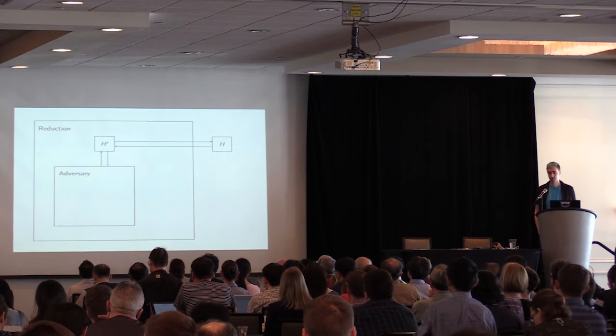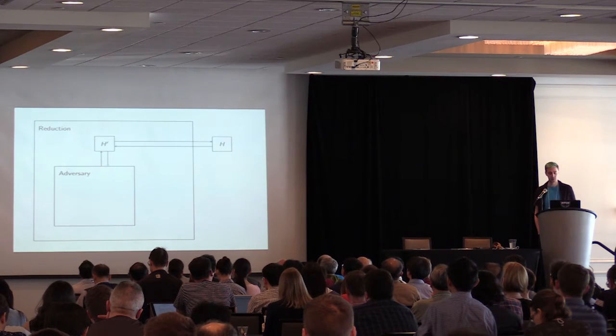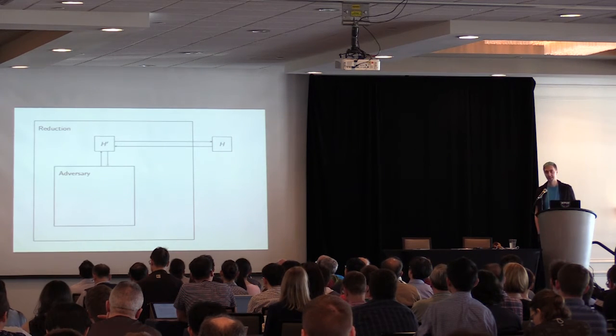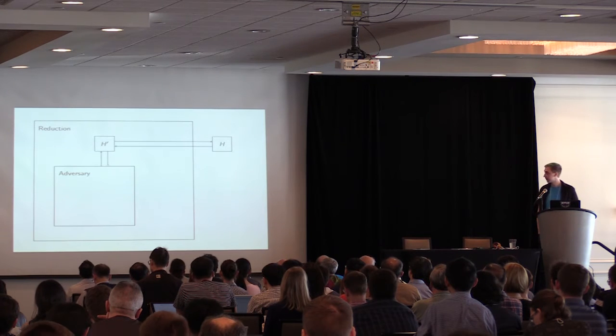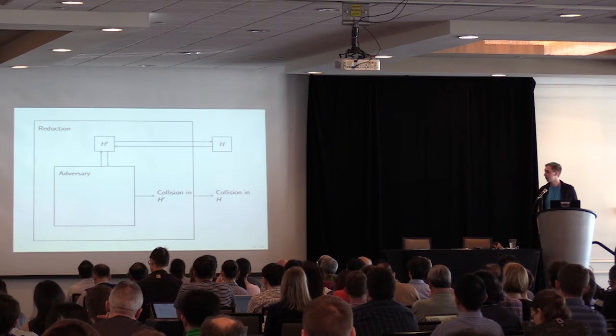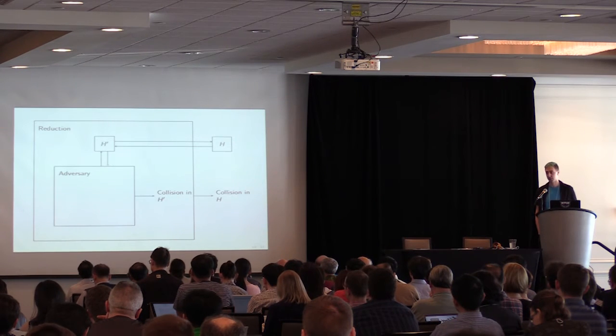We prove this by doing a standard reduction technique. We put that adversary in a black box and have them interact with an oracle h prime, which we maintain through use of queries to h. And then we show that when the adversary spits out a collision in h prime, we can use that to spit out a collision in h.